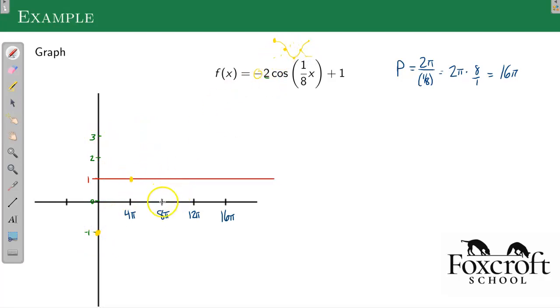Again, I'm using my tick marks to line this up. My next tick mark, I'm at the highest value. Next tick mark back on the midline. Next tick mark at the lowest value. All right, and that's my final graph.